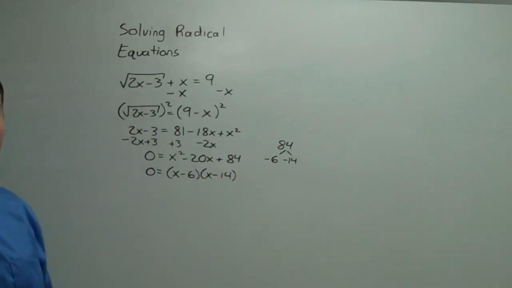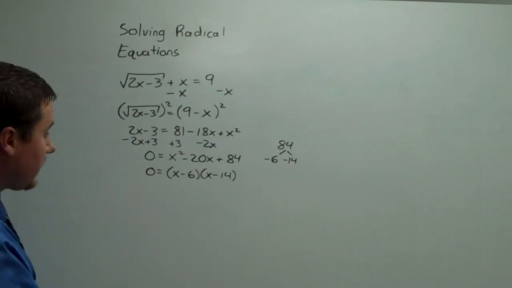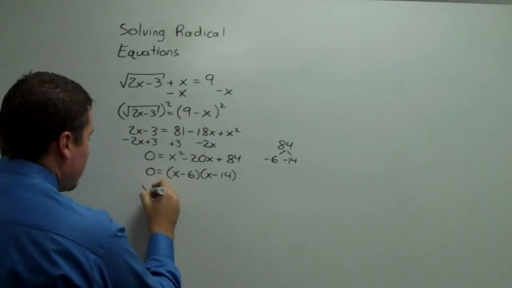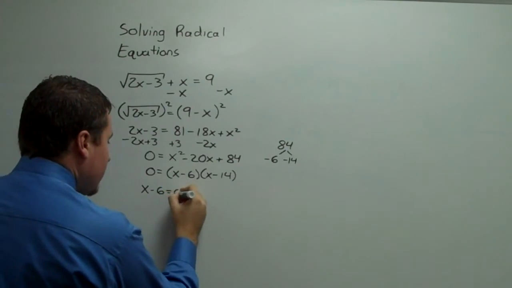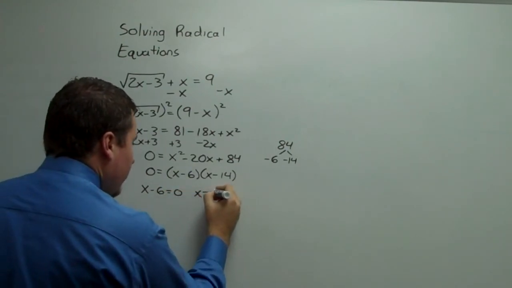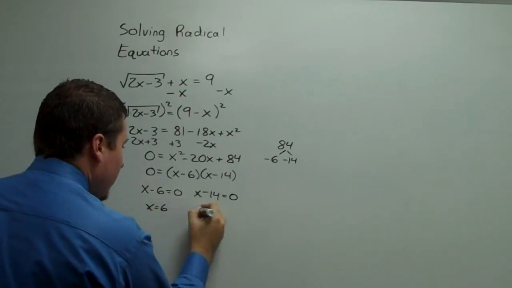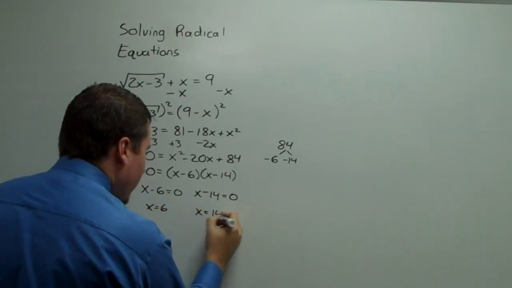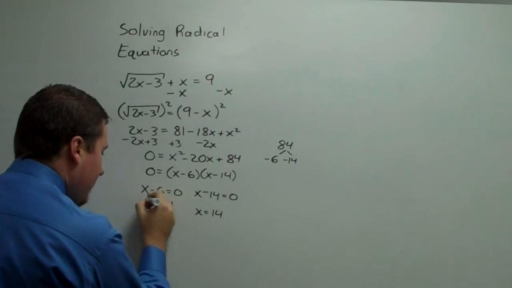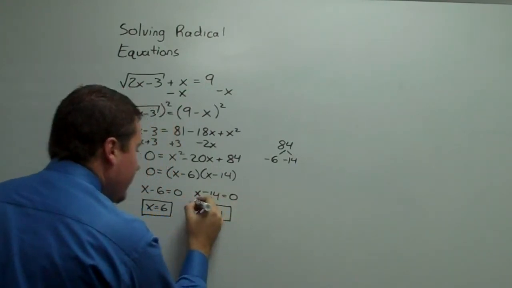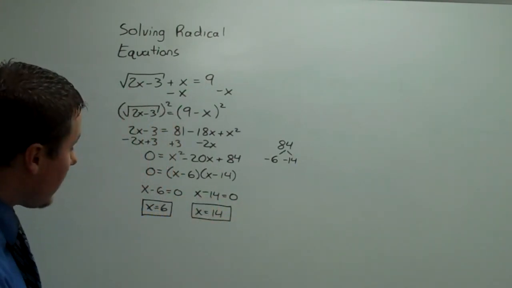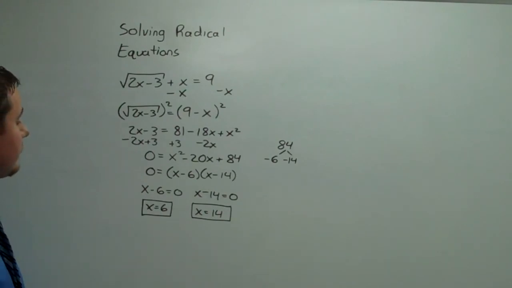Now, by the zero product property, if two things multiply equaling 0, then they each must equal 0. x minus 6 equals 0, and x minus 14 equals 0. So x is equal to 6, and x is equal to 14. This is my initial solution set. I need to go back and check both of them. And if we're lucky, we'll get perfect squares.